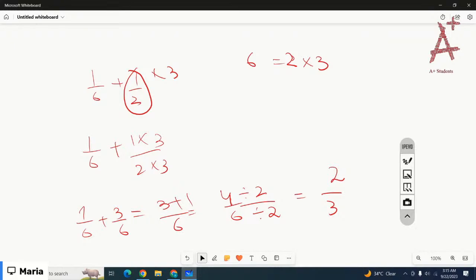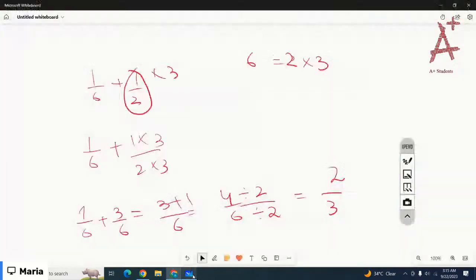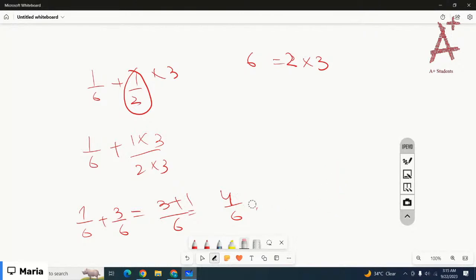Got it now? For the next question, you have to do it in your notebook and let me know the answer, right? So the correct option is 2 over 3. You don't need to divide them, that is just 4 over 6. You don't have to divide them. That would be 4 over 6 because you have to do it logically.